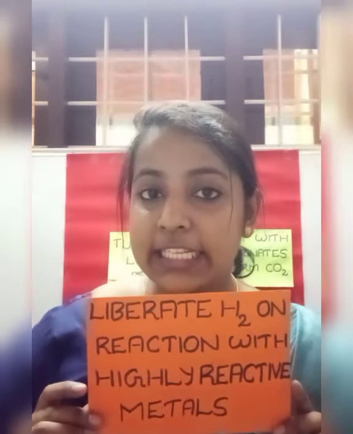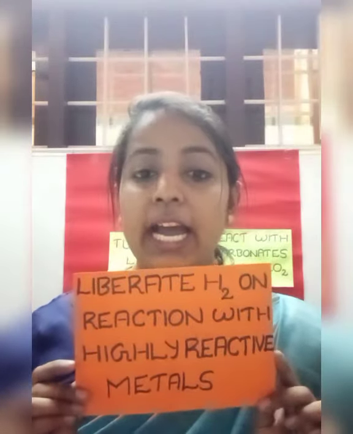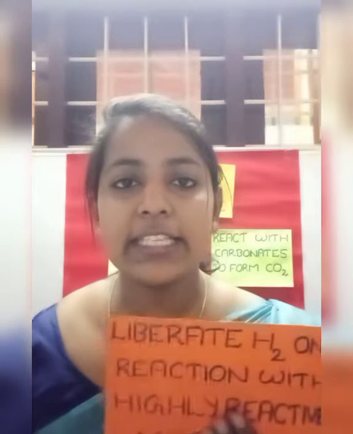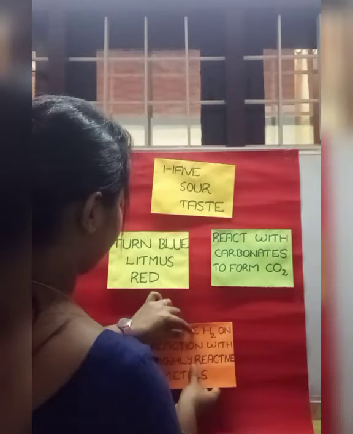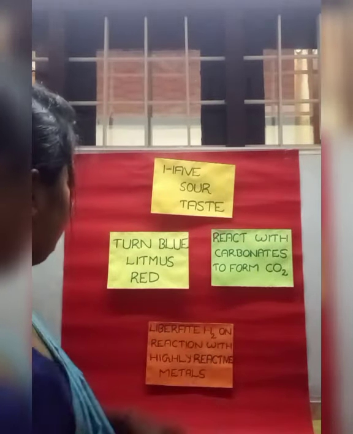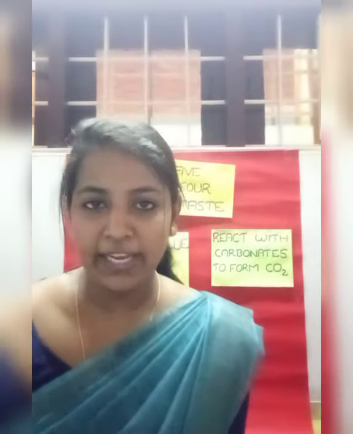Now, liberate hydrogen on reaction with highly reactive metals like zinc. From the first video, it was clear that acids like dilute HCl react with highly reactive metals like zinc to form hydrogen gas. So, this is a characteristic suitable for acid. So, I'll explain it once again.